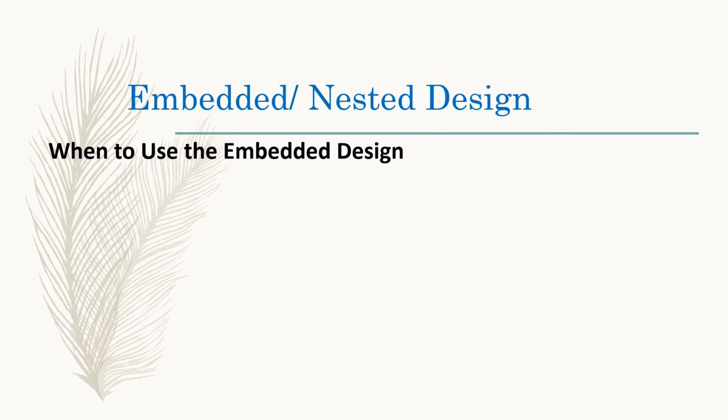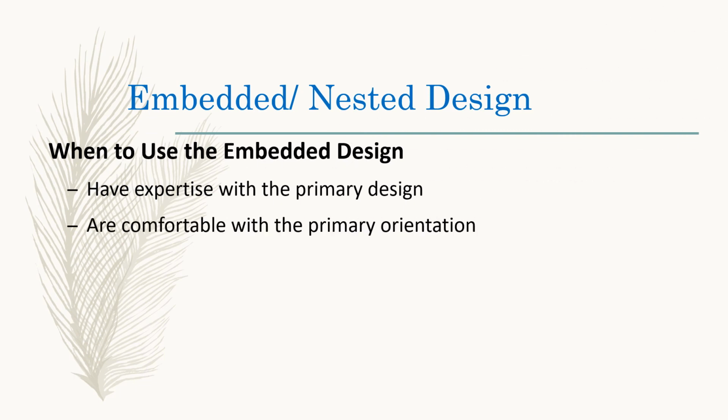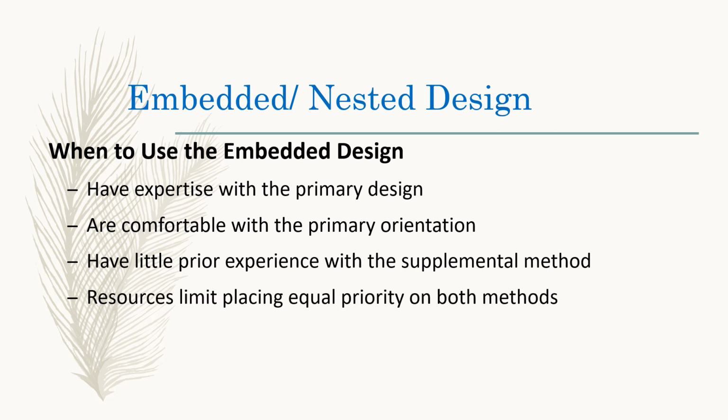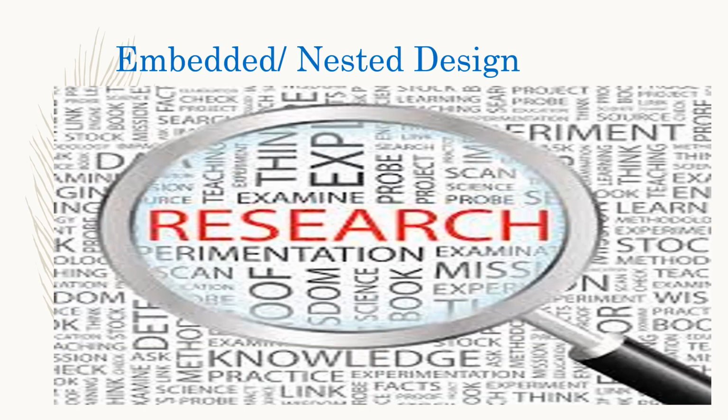So when do we use the embedded design? Number one, if you have expertise with the primary design and are comfortable with the primary orientation, have little prior experience with the supplemental method, have resources that limit placing equal priority on both methods, and a need for a secondary set of data emerges. Okay, so what are the strengths of your embedded or nested design, and the challenges?